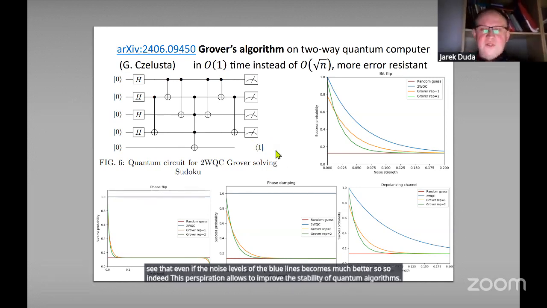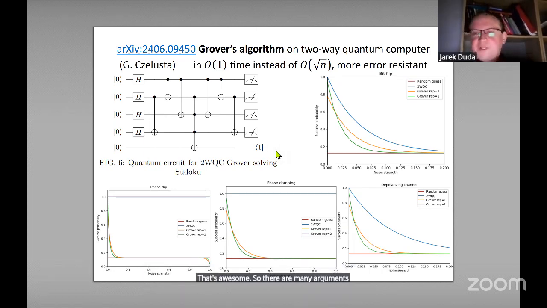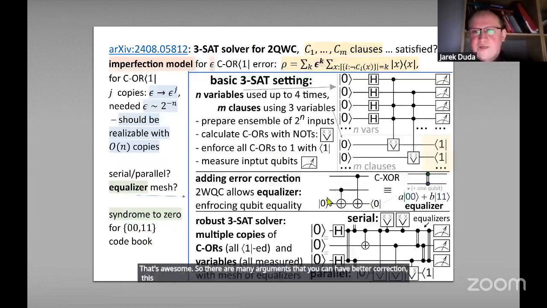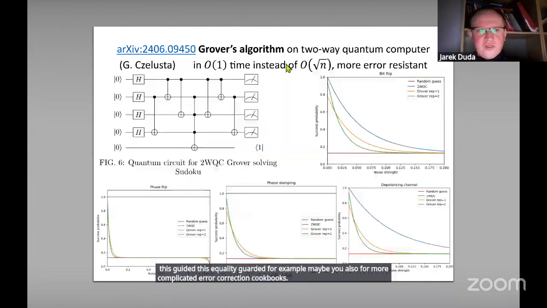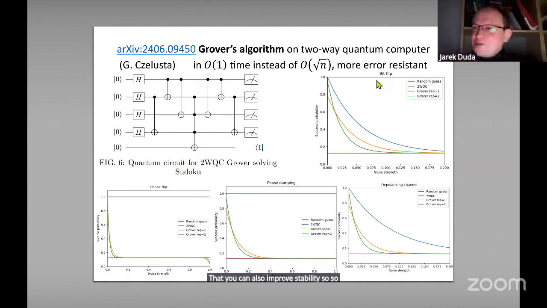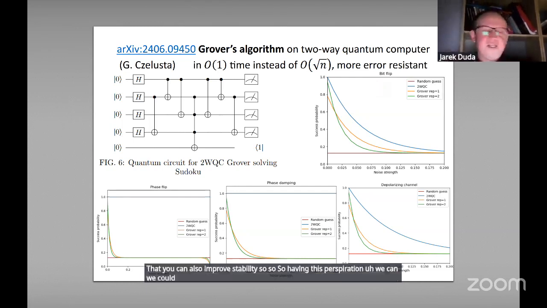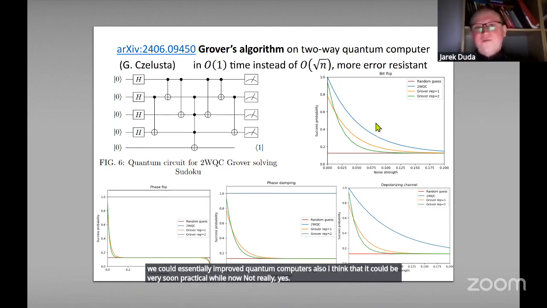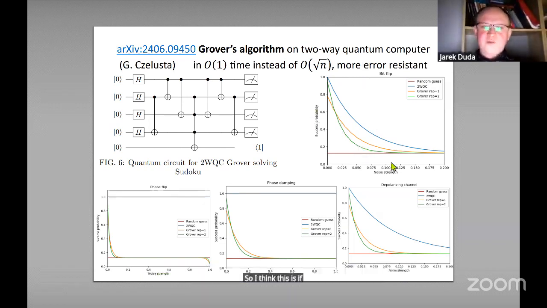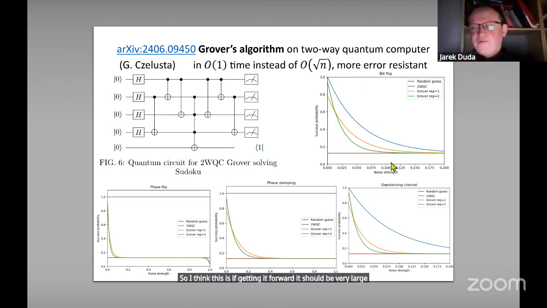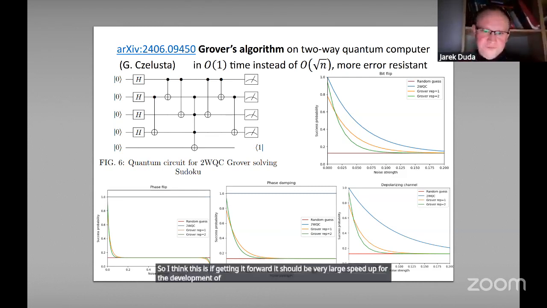So there are many arguments that we can have better error correction, with this equalizer gadget, and maybe also with more complicated error correction code books, and that we can also improve stability. Having this post-selection, we could essentially improve quantum computers. So I think that it could become practical very soon, while now they are not really. If we get it forward, this should be a very large speed up for the development of the quantum computer field.